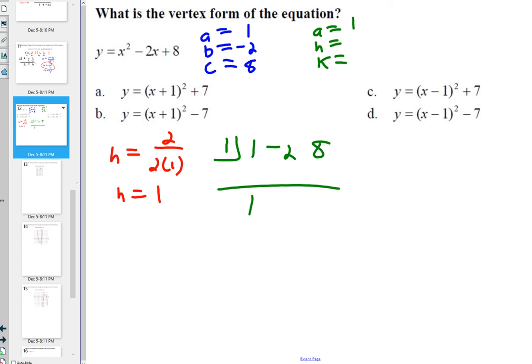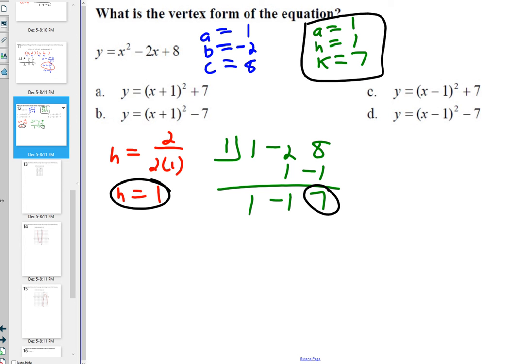Okay, drop the 1, multiply 1, negative 1, negative 1. So I found out that H was going to be 1 also, and K was going to be 7. So which one of those choices has these values?